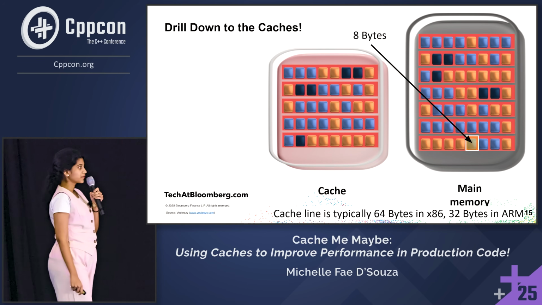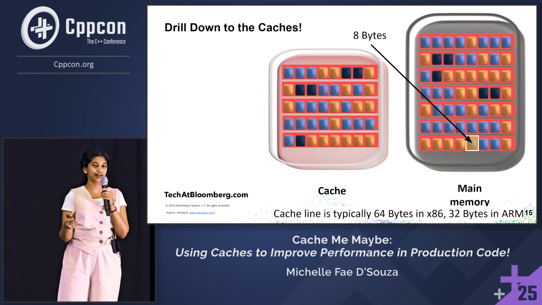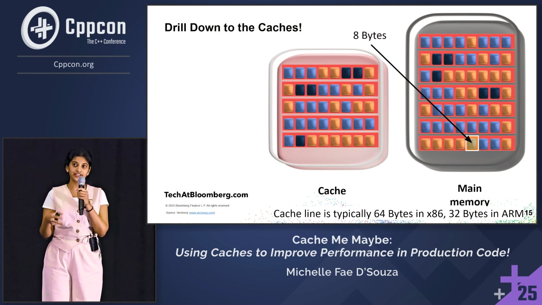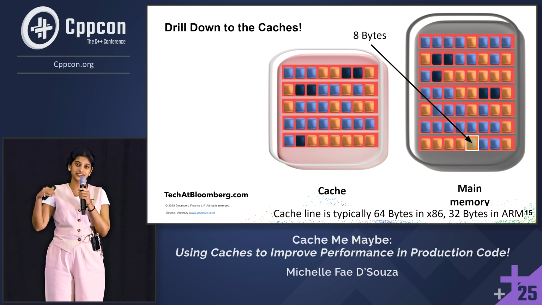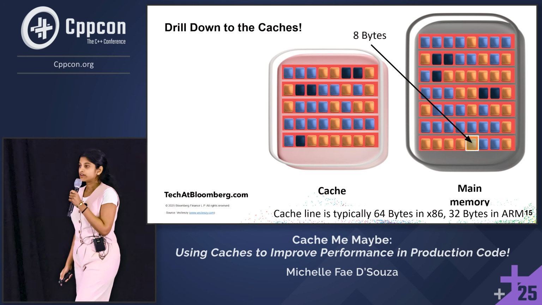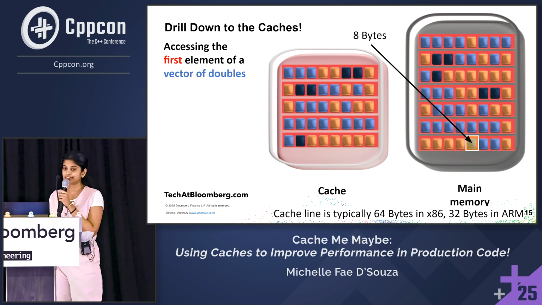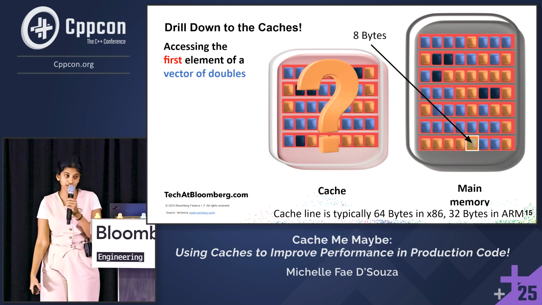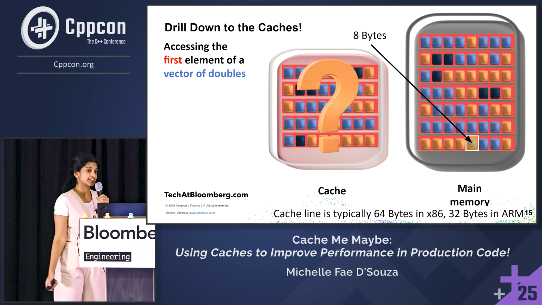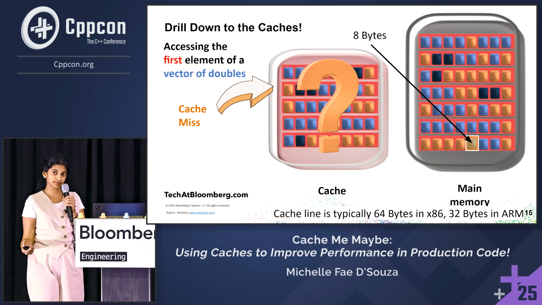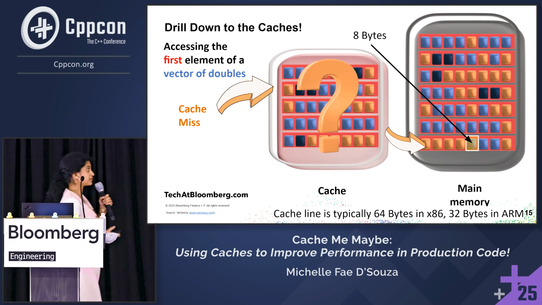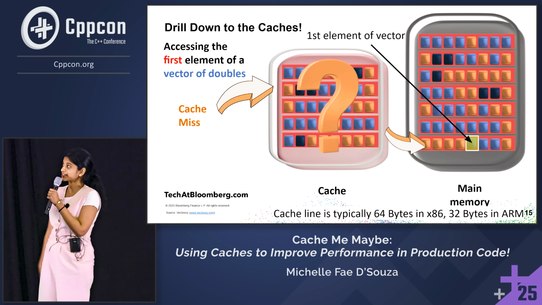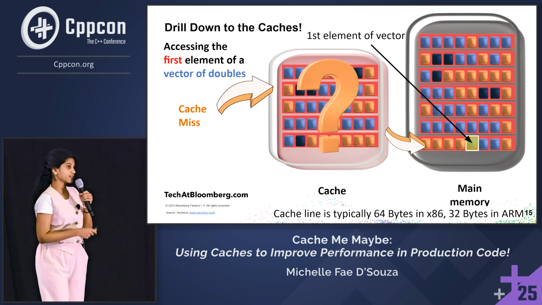Well, it's important because your device is going to have main memory, as well as potentially a cache or several layers of caches. If you try to access the very first element of a vector of doubles, you're going to look for it in your cache, and if you don't see it there, you're going to have a cache miss, after which you're going to go into main memory, and that little box is the first element of our vector. Woohoo!